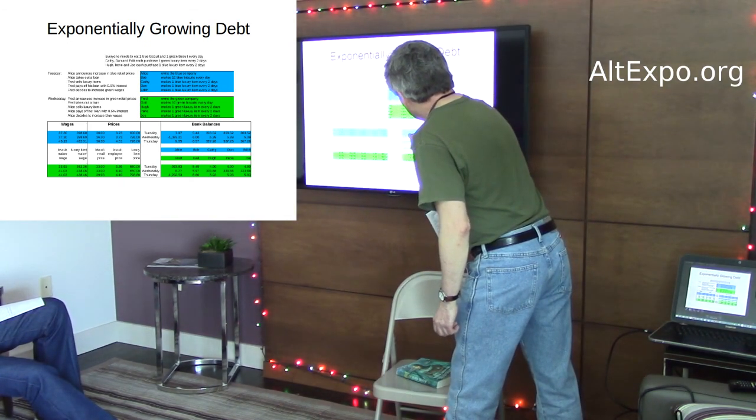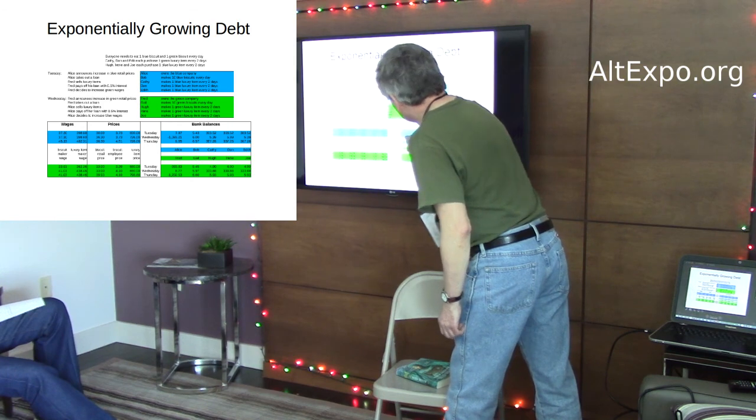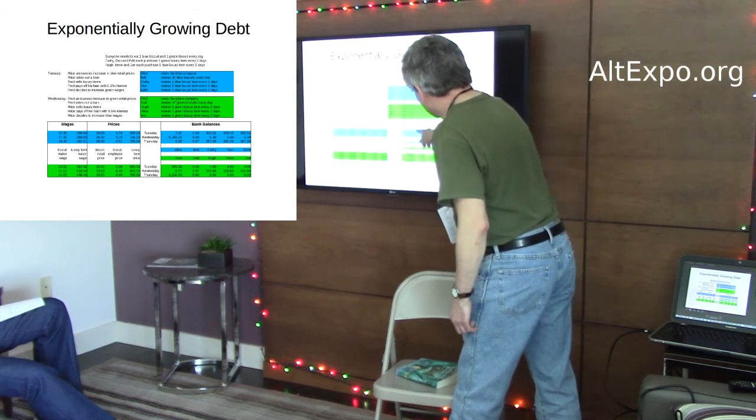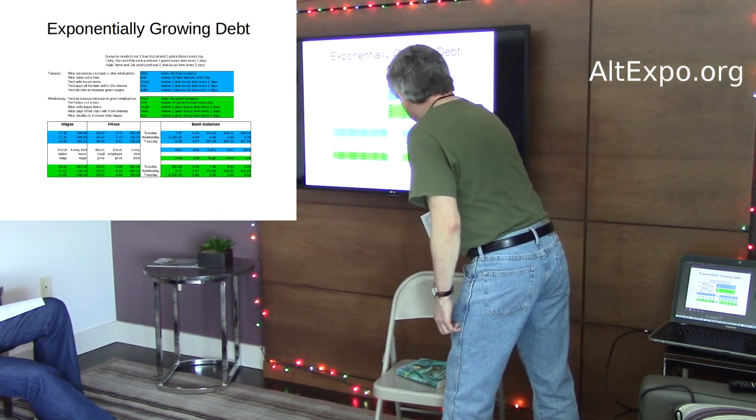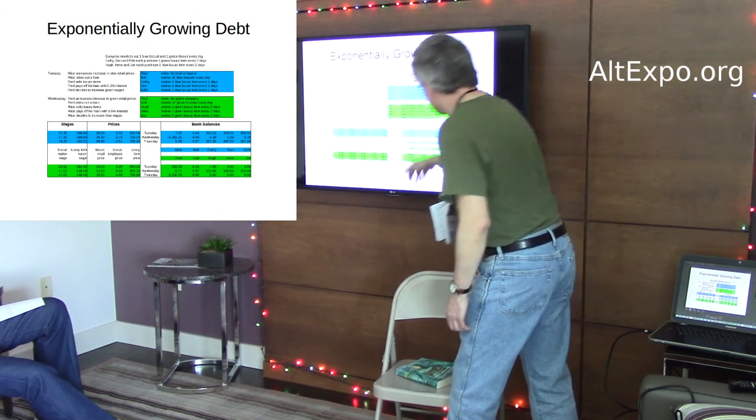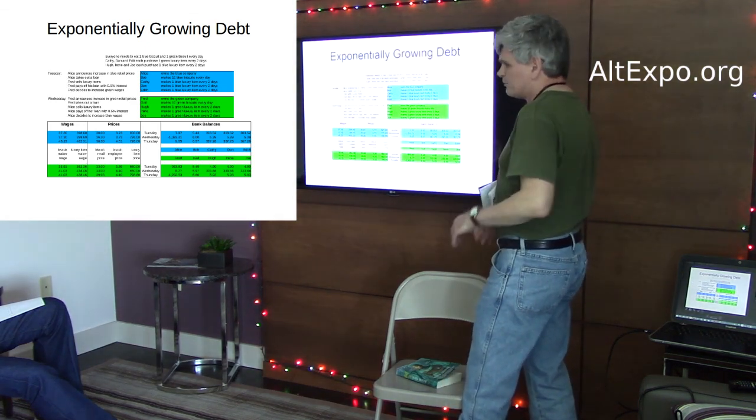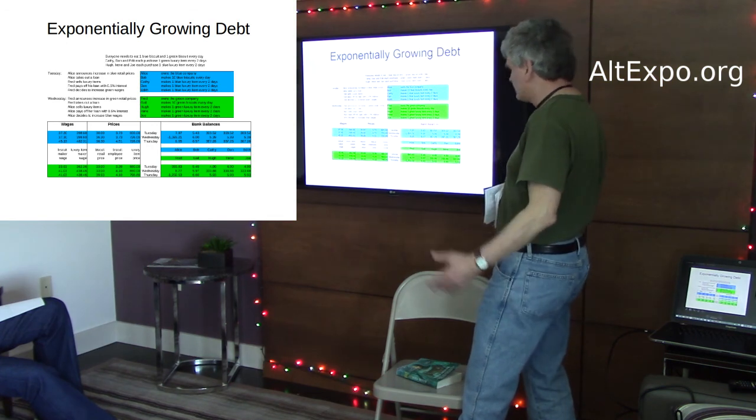So on Tuesday, Alice is borrowing $10.93, and the next day, Wednesday, Fred is borrowing $1,300 and something. Anyway, we have basically an inflation rate of 10% a day here.